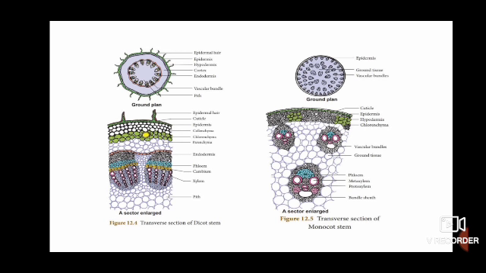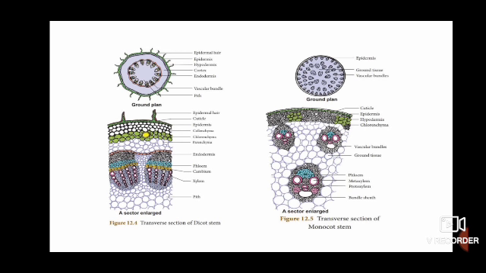The sclerenchymatous pericycle above each vascular bundle in a dicot stem is called as hard bast. Bast is phloem. Bast refers to phloem. Since the sclerenchyma cells of pericycle are in close contact with the phloem of the vascular bundle, they are also called as hard bast.